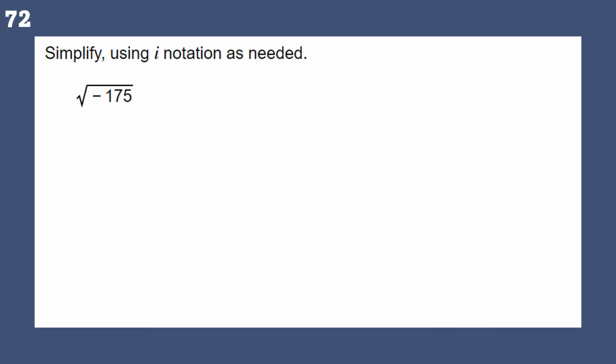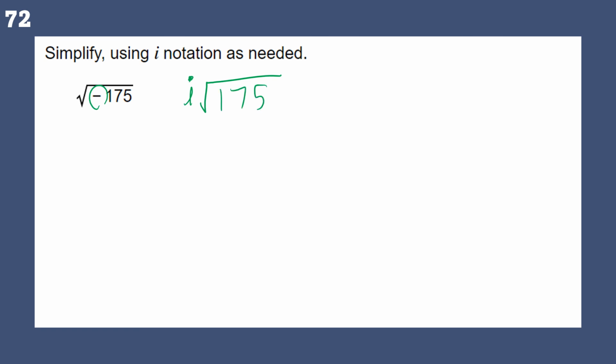Simplify using i notation as needed. So in this case, that negative under a square root would normally make us go, oh, there's not a real answer. But there isn't a real answer, but that doesn't mean there's not an answer. The answer just isn't real. And that's what we call it when we have imaginary numbers. We say it's not real, so we call it imaginary. So that is to say, this negative can be taken out of the square root. And when we take it out, we don't put a negative on the outside. We put an i on the outside.